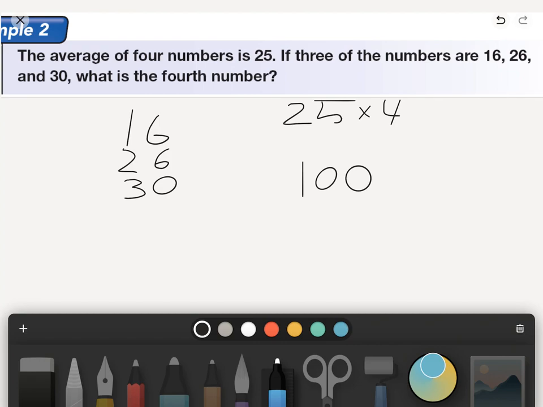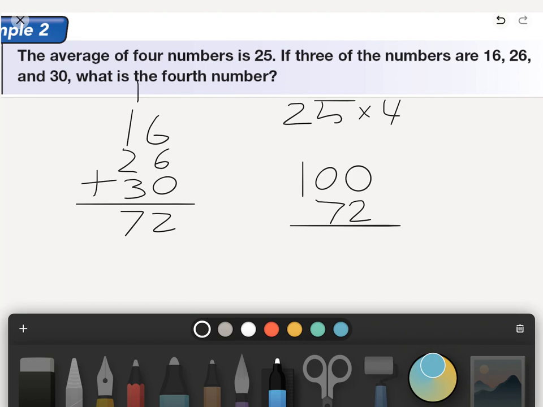25 times 4 is how you could do that. So now you know what the sum of everything that's being averaged is, and then what would be our next step? Well, we could add 6, 16, 26, and 30. Or I just subtracted them directly from 100. There we go. Good job, people.